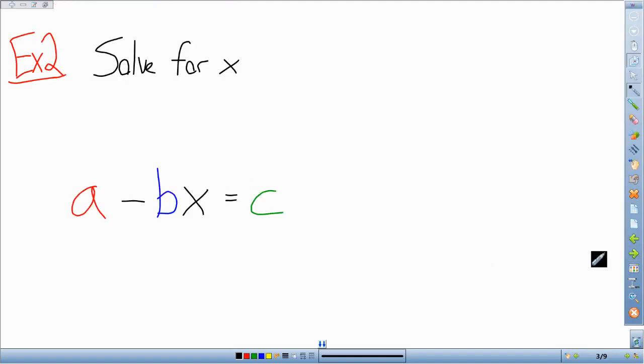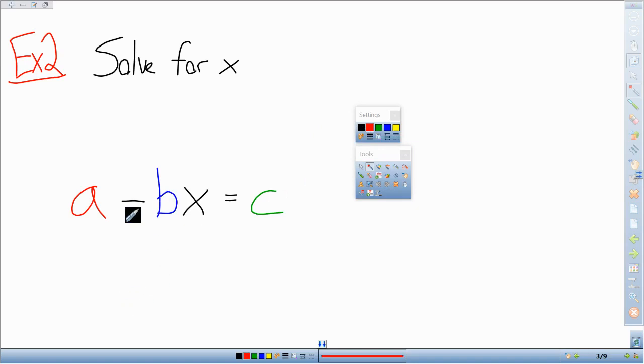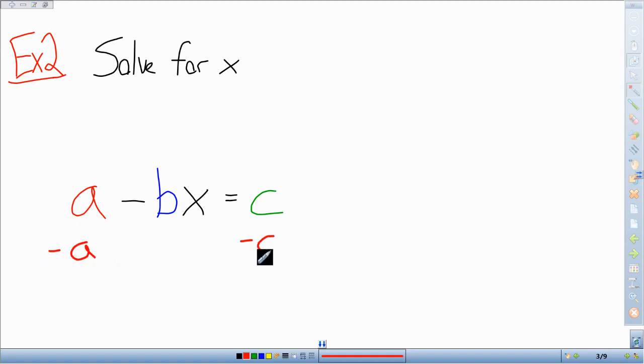So let's try another example here. Go ahead and copy this down. We'll do it together. Same directions, solve for x. Here's what I see. We have a minus b being multiplied, and we have this positive a over here. Just be careful. We want to follow our rules we always do. Technically, this positive a is being added. So the first thing we're going to get rid of is this a by subtracting it from both sides.